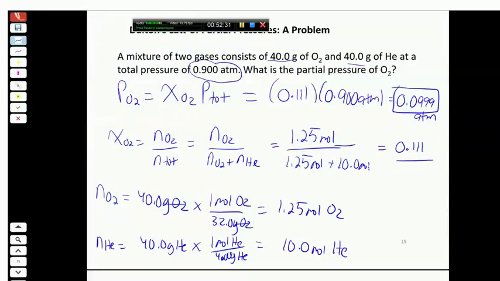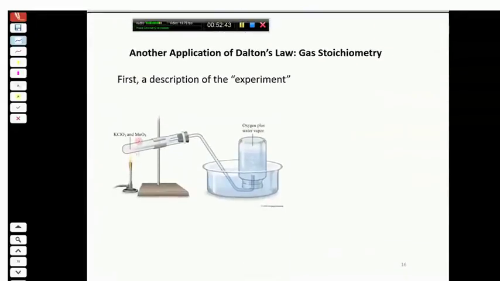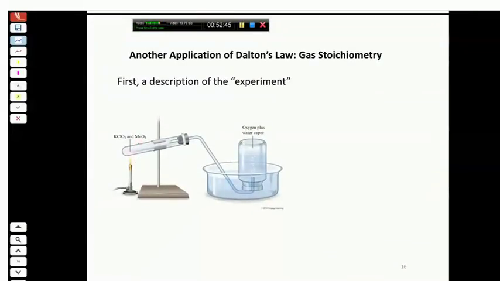All right, so that's a relatively straightforward problem involving Dalton's Law. Now the other thing we can do with this is just one of those types of problems that general chemistry textbooks love for whatever reason. I think they're kind of cool too, but whether you think this is practical or not is, I guess, in the eye of the beholder. So it's an application of Dalton's Law that allows us to do some things with gas stoichiometry.